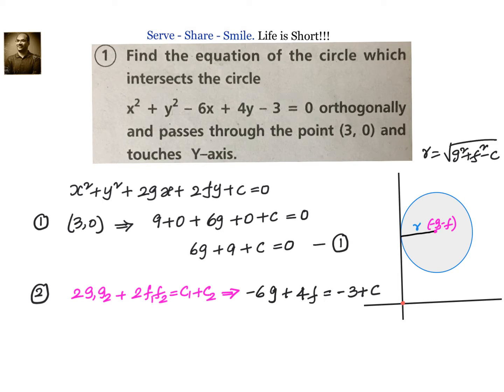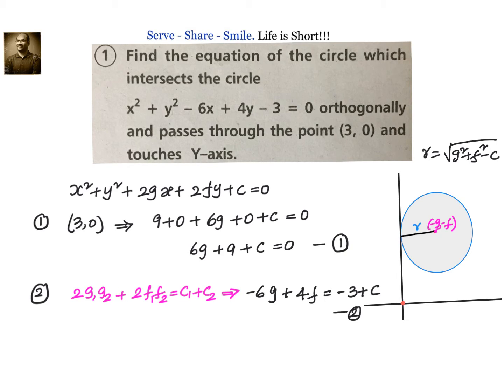Hope you are able to understand this. We got 2 into g1, g1 is minus 3, so 2 into g1 is minus 6, g2 is g. Similarly, 2f1 is plus 4, f2 is f, and c2 is c and c1 is minus 3. We just substituted them. Now this is our equation number 2.